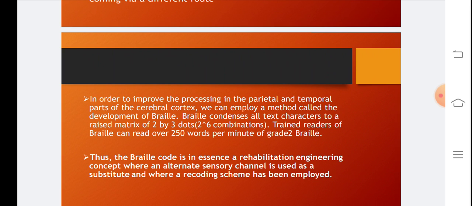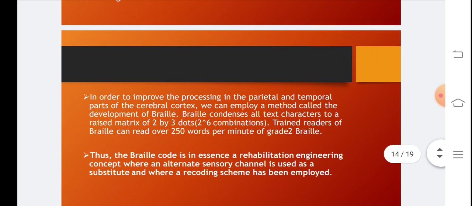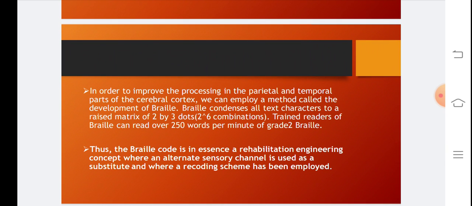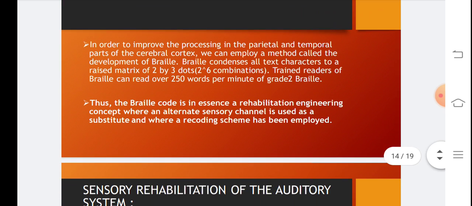In order to improve the processing in the parietal and temporal parts of the cerebral cortex, we can employ a method called the development of Braille. Braille is basically a system of touch reading and writing for a blind person. Braille is read by moving the hand or hands from left to right along each line. Braille condenses all text characters to a raised matrix of 2 by 3 dots. A trained reader of Braille can read over 250 words per minute of grade 2 Braille. Thus, the Braille code is a sense of rehabilitation engineering concept where an alternate sensory channel is used as a substitute and where a recoding scheme has been employed.